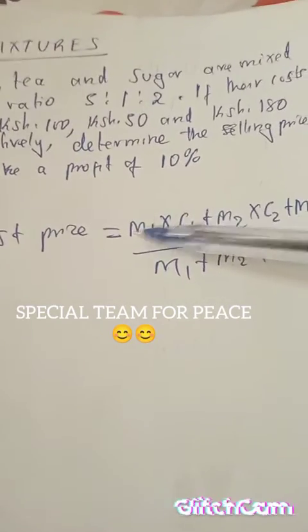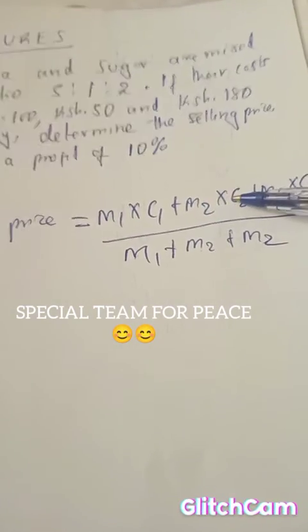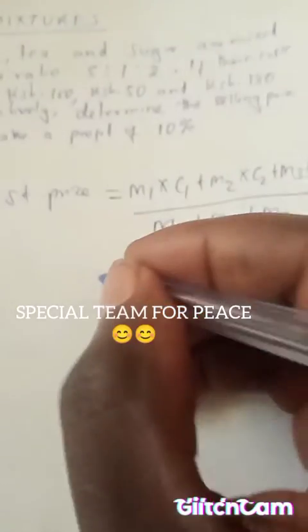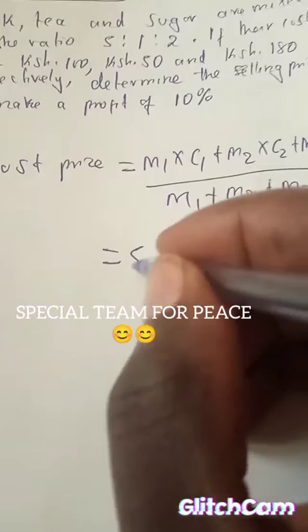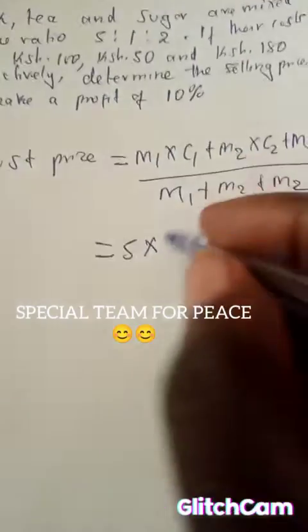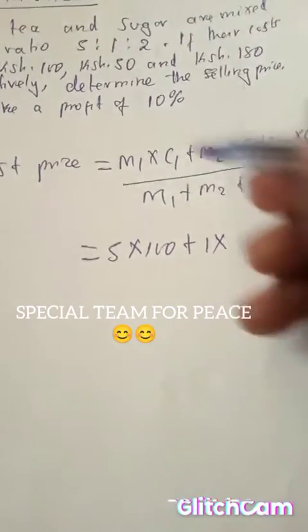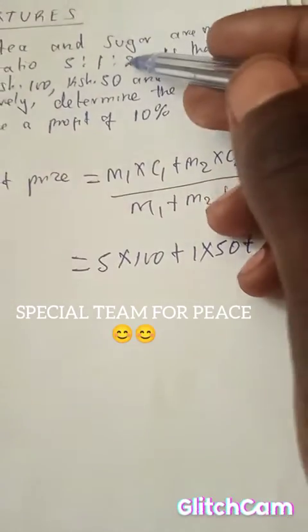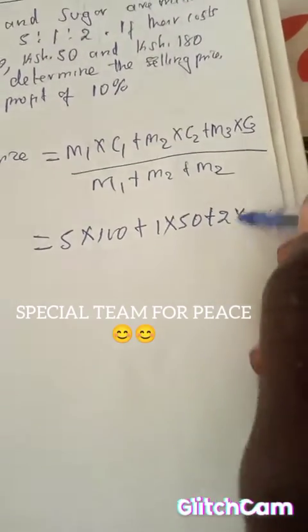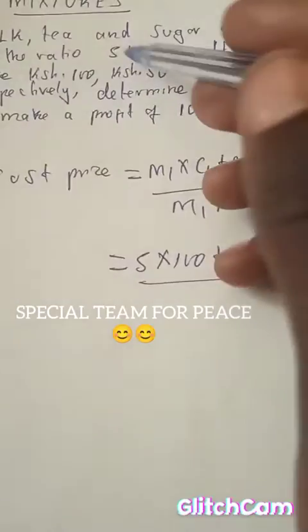Therefore, it becomes ratio 1 times its corresponding cost, which is 100, plus ratio 2 times its corresponding cost, in that manner. So for our question, the cost price becomes: the first ratio is 5, so 5 times the corresponding cost, 100, plus the second ratio is 1, so 1 times the corresponding cost, 50, then plus the last ratio is 2, corresponding cost is 180, then divided by the sum of the ratios.